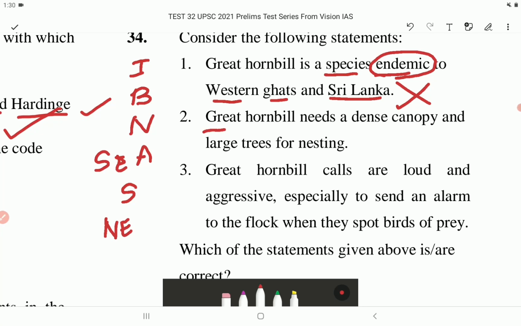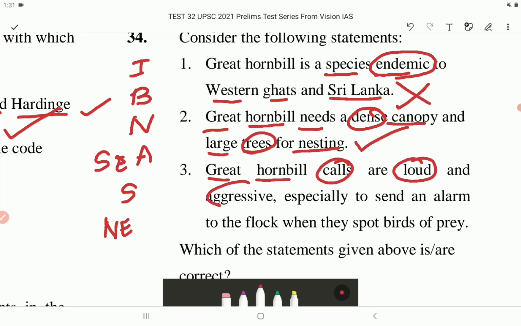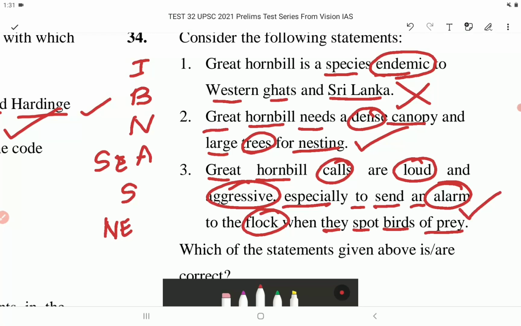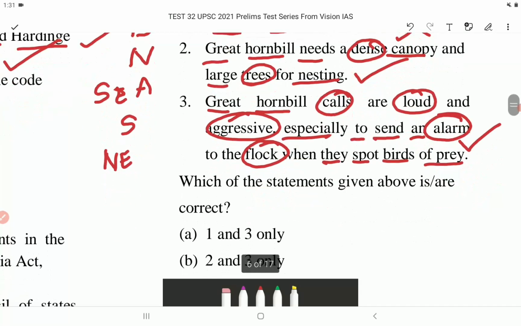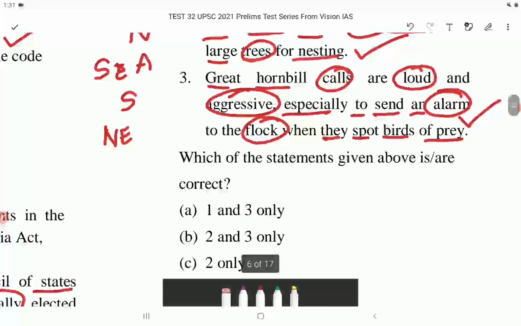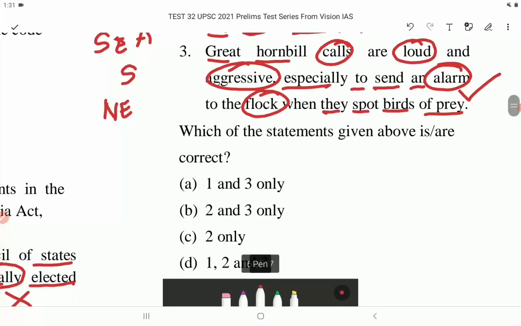Statement 2. The great hornbill needs a dense canopy and large trees for nesting. This is correct. They need large trees. Statement 3. Great hornbill calls are loud and aggressive, especially to send an alarm to the flock when they spot birds of prey. This is also correct. Which of the statements given above is or are correct? The correct answer is option B, that is 2 and 3 only.